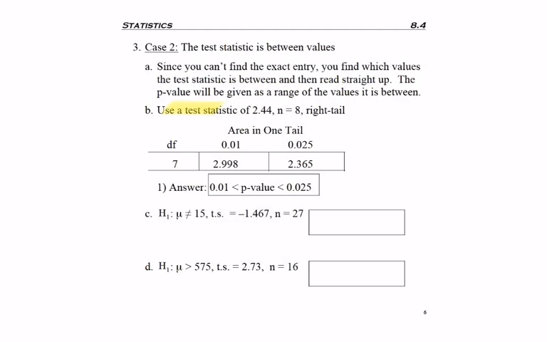So let's use this example. I have 2.44 for a test statistic, n sample size is 8. That means I go to row degrees of freedom 7, and as I'm reading across the left, I see 2.998, which is too big. Then the next number I see is 2.365, which is too small. This means that 2.44 would have been listed in between those two numbers.